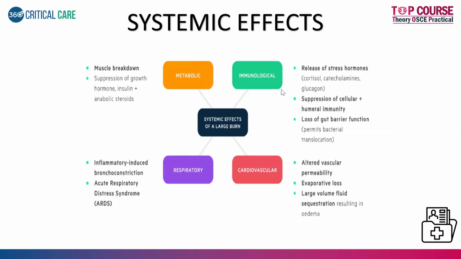Coming to cardiovascular systemic effect, it causes depression of the cardiovascular system directly or indirectly. Directly, it causes decreased cardiac output. Indirectly, it is because of hypovolemia, which leads to a decreased cardiac output state. Respiratory, it can start from as mild as a bronchoconstriction or a wheeze, and as severe as pulmonary edema and sometimes a state of ARDS. Okay, so these are the systemic effects of a large burn.